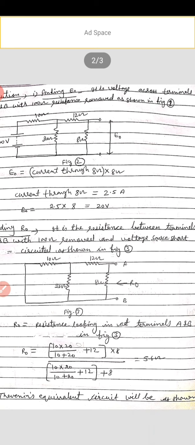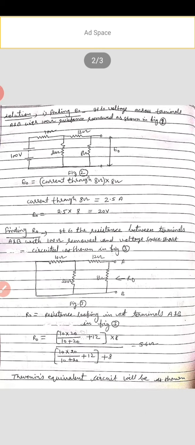So we can see that 10 ohm and 20 ohm are in parallel combination. So we can find R naught is equal to 10 into 20 divided by 10 plus 20, plus 12 into 8 divided by 12 plus 8. So this will be equal to 5.6 ohm. And so Thevenin's equivalent circuit will be as shown in figure 4.